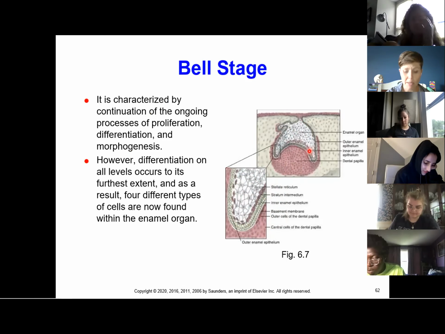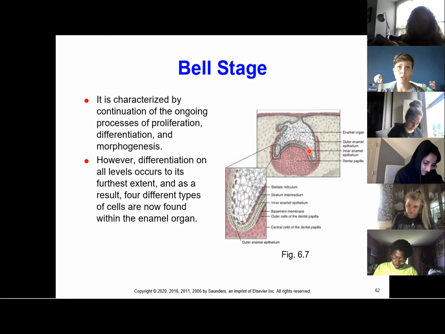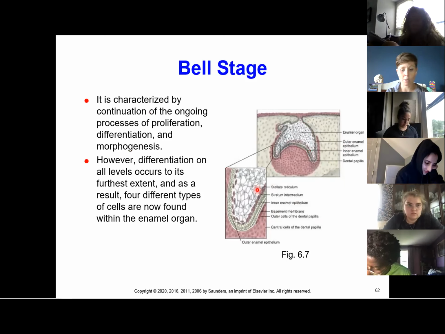It is characterized by the continuation of the ongoing processes of proliferation, differentiation, and morphogenesis. Differentiation occurs on all levels, occurs in its furthest extent, and as a result, 4 different types of cells are now found within the enamel organ. So in the enamel organ, you have your stellate reticulum, you have your stratum intermedium, you have your inner enamel epithelium. So you end up with a lot more.